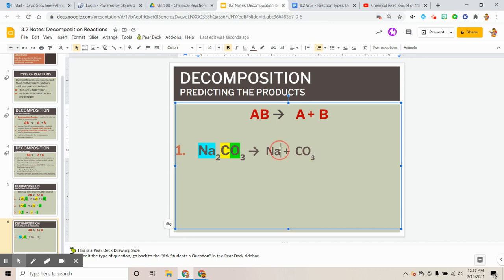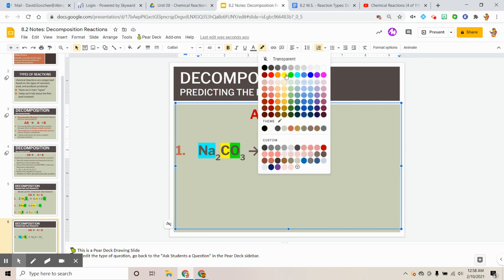In fact, one of your products is Na2O, so sodium oxide. And the other thing you produce is CO2, carbon dioxide. So you see, the sodium takes an oxygen, the carbon takes two oxygens, and they break up into two compounds. This is technically a decomposition reaction.